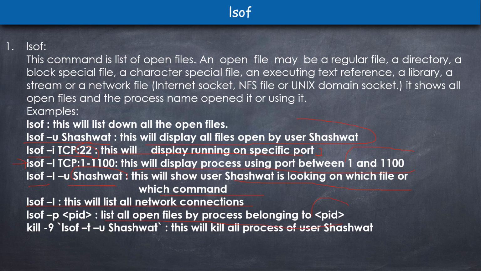Suppose you have a process ID and you want to see how many files that process has opened, you can use this command. Then kill -9 with lsof -t -u and the username will kill all the processes of user Shashwat. Basically, if a user is running many processes or files and you want to kill all of them, you can use this command. Okay, let's move forward.